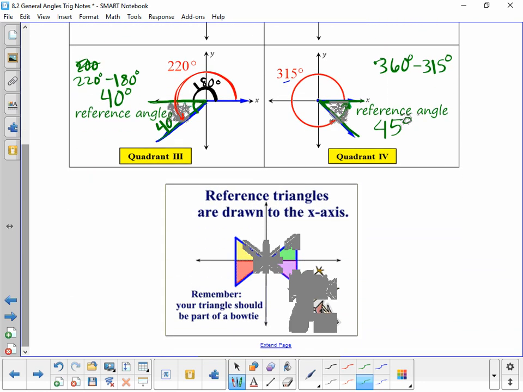Sometimes people will remember the reference angles, the reference triangles, as being part of this bow tie shape to help you choose the right one. It's always, always, always the reference angle is measured to the x-axis. So that's why it makes this bow tie shape. Never, ever, ever do you measure a reference angle to the y-axis. Always the x-axis.